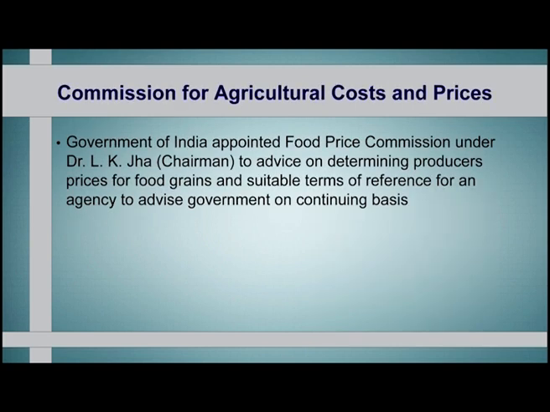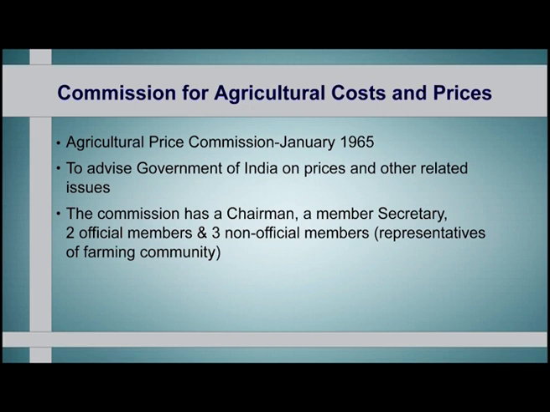Government of India appointed the Food Price Commission under Dr. L.K. Jha, the chairman of this committee, to advise on determining producers' prices for food grains, and suitable terms of reference for an agency to advise the government on a continuing basis. Thus, the Agriculture Price Commission was set up in June 1965 to advise the government on prices and other related issues.